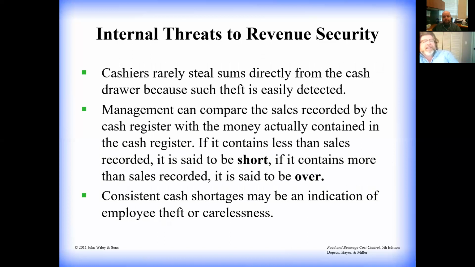So one thing is, I don't know if I agree with this slide right here where it says cashiers rarely steal sums directly from the cash drawer because it's easily detected. One of the first things I learned when I became the boss is that people are stupid. Yeah, there are people who are going to steal directly from the drawer. It happens. Bless their hearts. But those are the easy ones to catch.